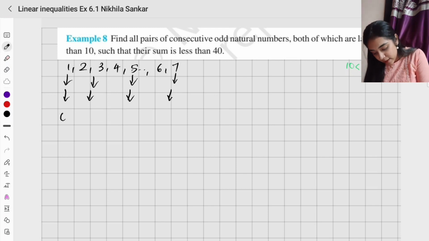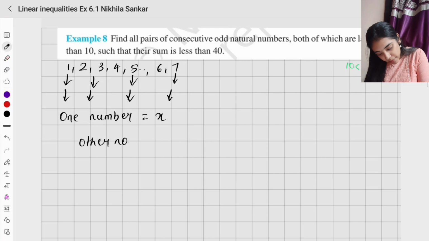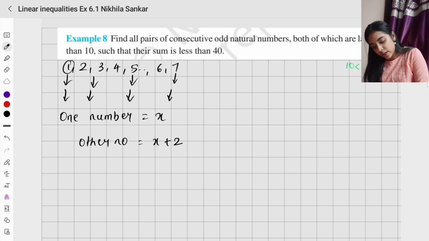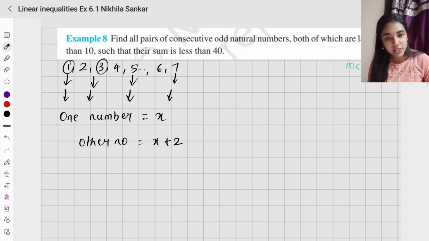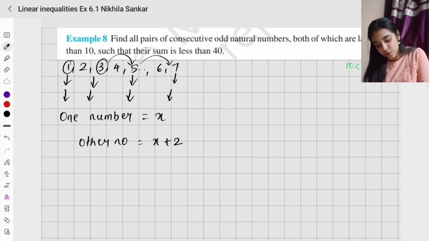So let me take one number to be x and the other number is x plus 2. Correct. Now if the first number is 1, the second number is 3. So what is the difference between 1 and 3? 2. So 1 plus 2 is 3, 3 plus 2 is again 5, 5 plus 2 is again 7. So this is how you get it. So we take our two numbers as x and x plus 2.